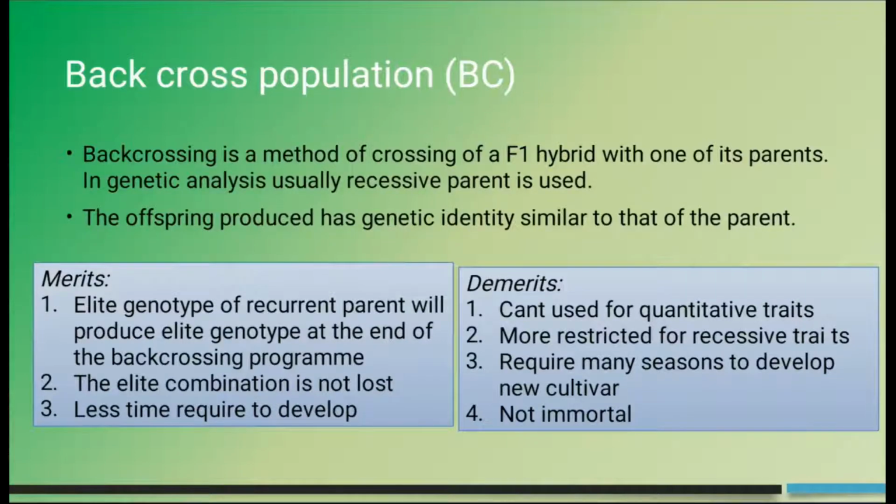The merit is that it produces the elite genotype of the recurrent parent at the end of the backcrossing program. The elite recombination is not lost by this method, and less time is required to develop the backcross population. The demerits are that we cannot use it for quantitative traits at the earliest period, it is more restricted to recessive traits, it requires many seasons to develop such populations, and it is not an immortal population, being subject to segregation.